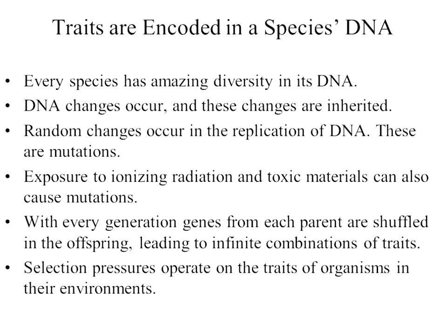So let's begin to look at how these microevolution events occur. Traits are encoded in a species' DNA. Every species has amazing diversity in its DNA. We're going to look at how that actually happens at a genetic level in a minute. DNA changes occur, and when these changes occur, they are inherited. Random changes will occur in the replication of DNA. These are called mutations.